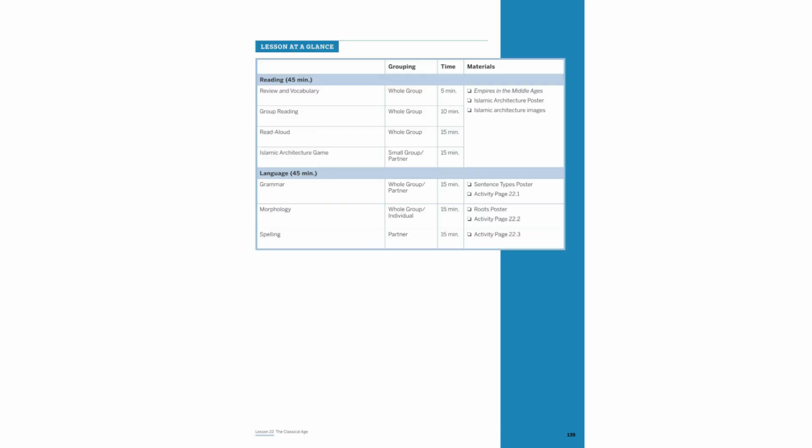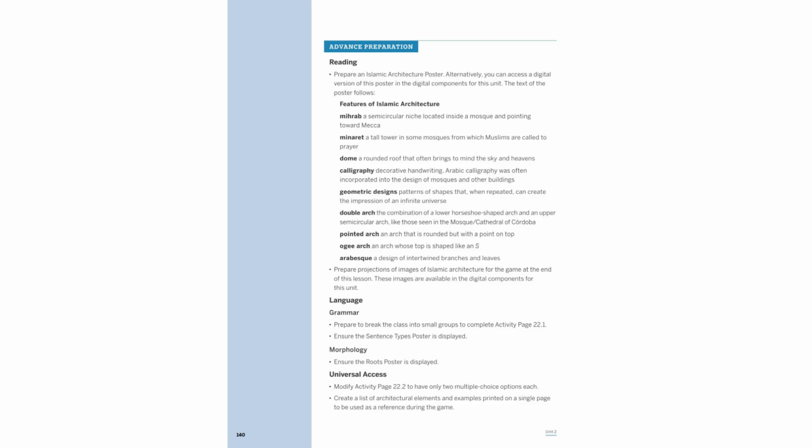Explore the grandeur of classical Islamic architecture through key features like the mihrab, minaret, and dome. Delve into the artistry of Arabic calligraphy and geometric designs, and appreciate the elegance of arches and arabesques. Engage in activities to deepen understanding of sentence types, root words, and academic vocabulary, enhancing both language skills and architectural knowledge.